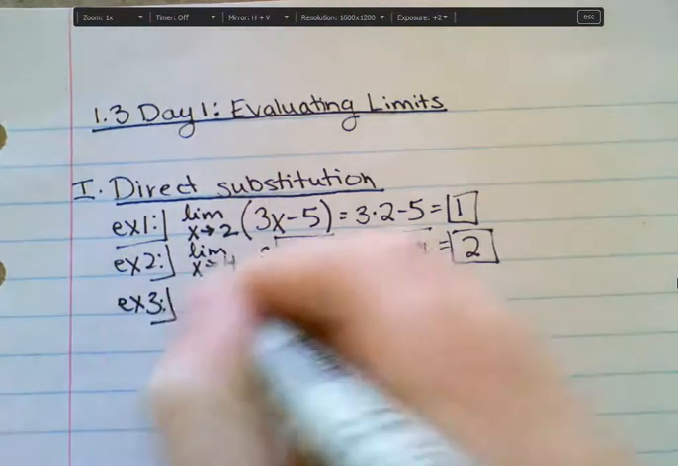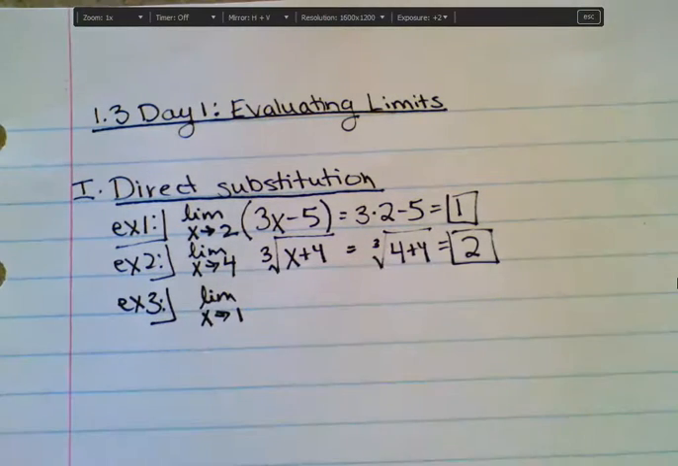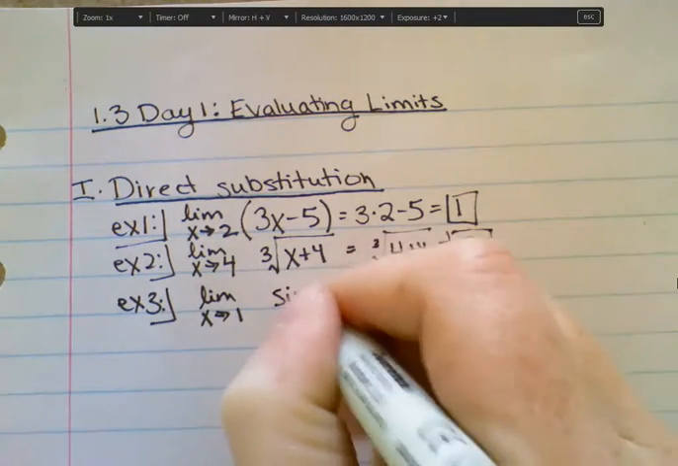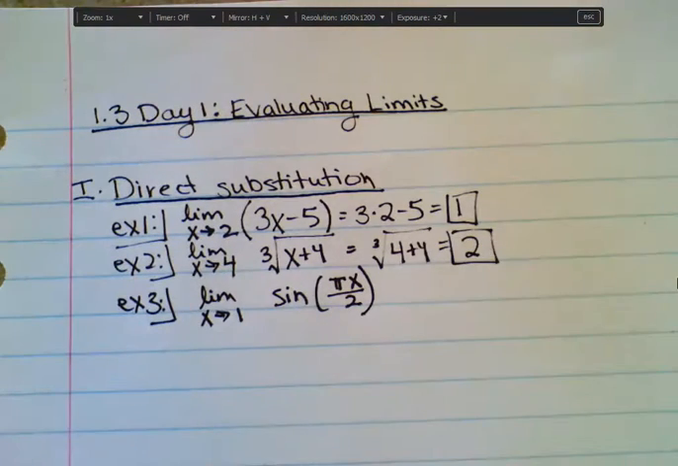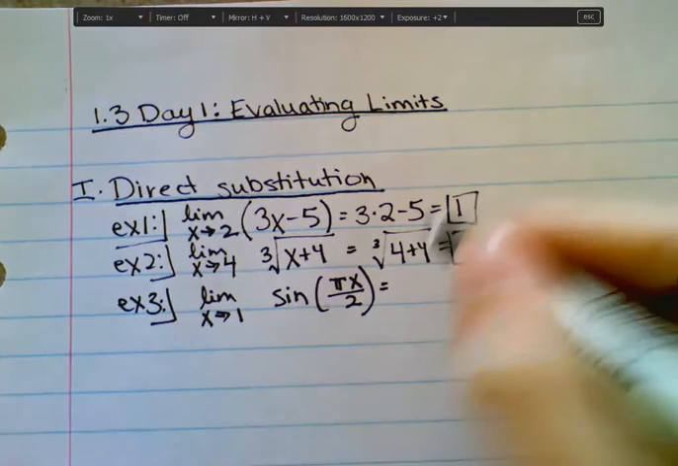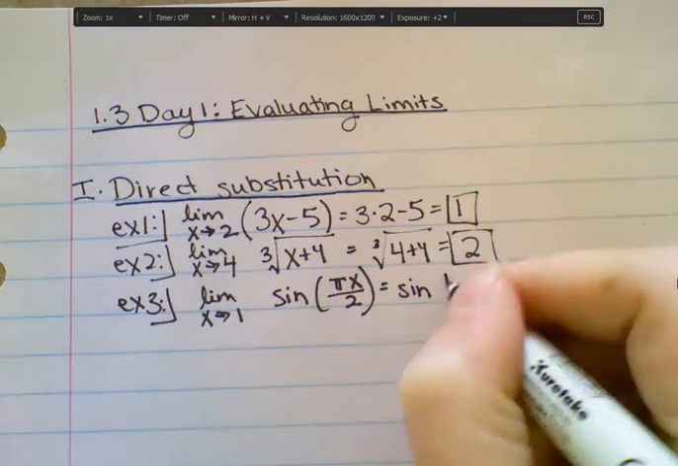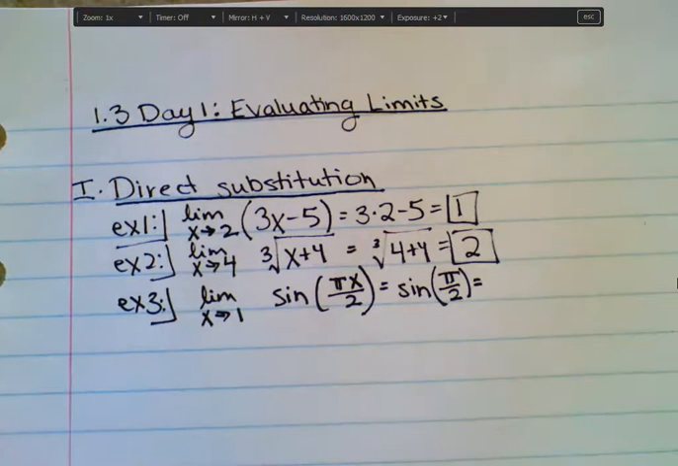All right, next example, example 3. Let's say I asked you to find the limit as x approaches 1 of sine of pi x divided by 2. So that means you're just going to want to plug in 1 for where there's that x value. So you're just evaluating sine of pi over 2. And what is that going to equal, guys?